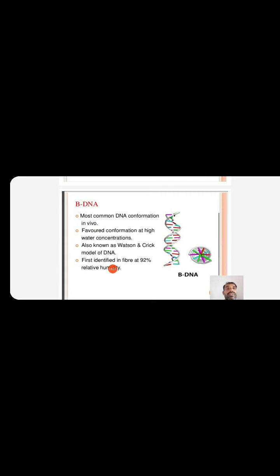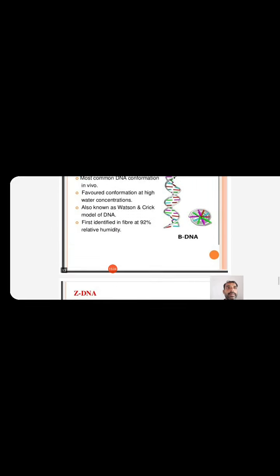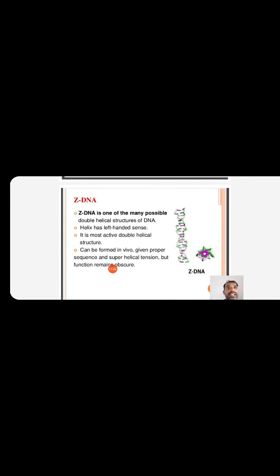Next, it was first identified in fiber at 92% relative humidity. This is the B-DNA structure, and a very important DNA is Z-DNA. Z-DNA is one of the many possible double helix structures of DNA. The helix has a left-handed sense, and it is the most active double helix structure. It can be formed in vivo given proper sequence and superhelical tension, but its function remains obscure.